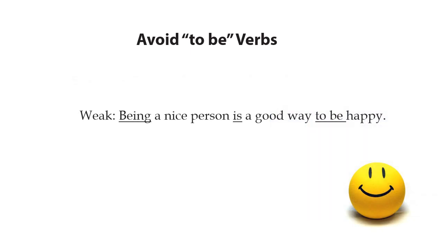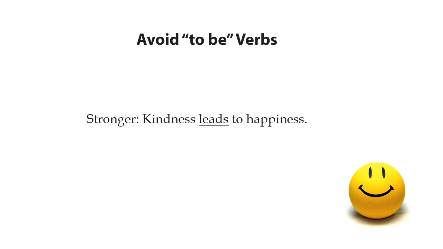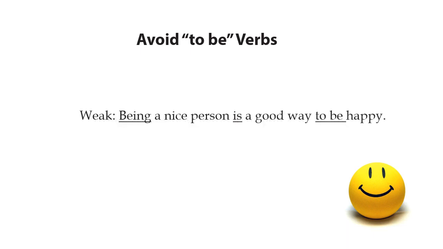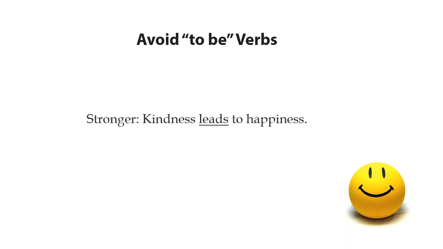So weak: Being a nice person is a good way to be happy. So in this short sentence, we actually have 3 cases of the to be verb being used. So how could we rephrase this without so many to be verbs, or maybe none, so that it's more clear, direct, and just stronger? Kindness leads to happiness. Look at that. It actually conveys the same thought, but instead we have a very clear subject, and that subject is doing something. Kindness leads to happiness. It says the same thing as the previous sentence, but with fewer words and in a more direct way by focusing on subject-verb.